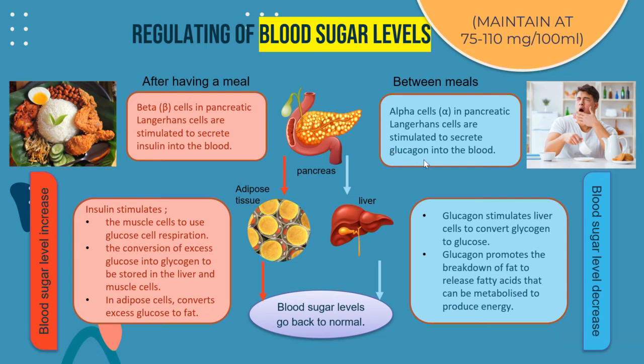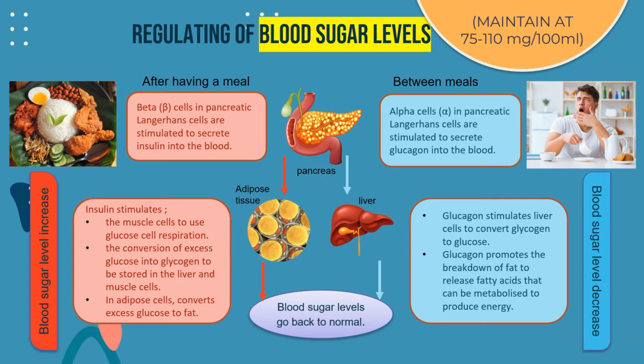Okay, so what is the function of the glucagon? The glucagon stimulates liver cells to convert the glycogen to the glucose, and the glucagon also promotes the breakdown of fat to release fatty acids that can be metabolized to produce energy.